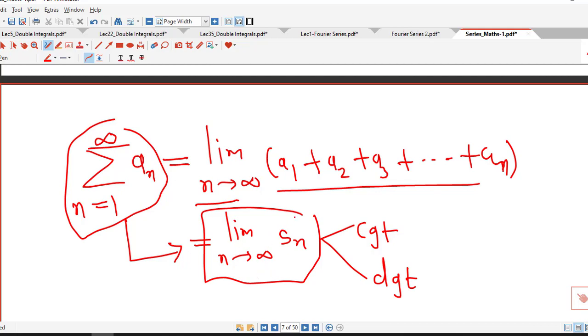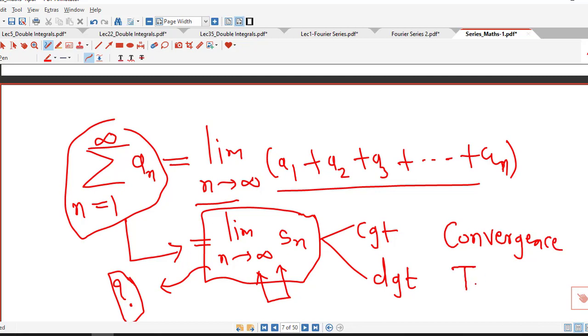So whatever problems we have taken in this lecture, we are able to decide this limit, but for every series it is not possible to decide the limit of this nth partial sum. For that we have to use some other results. So from the next lecture onwards we will discuss some other tests, which are known as convergence tests, to decide the convergence or divergence of a given infinite series.